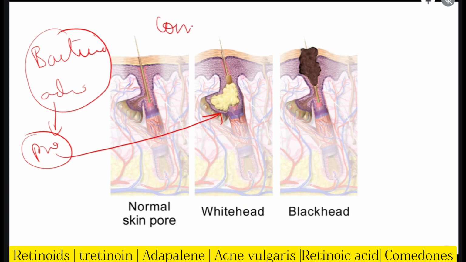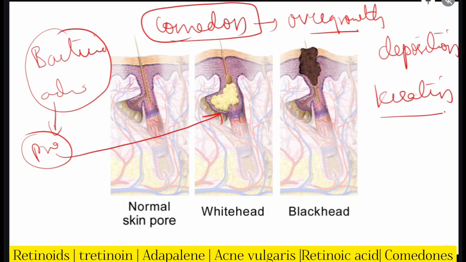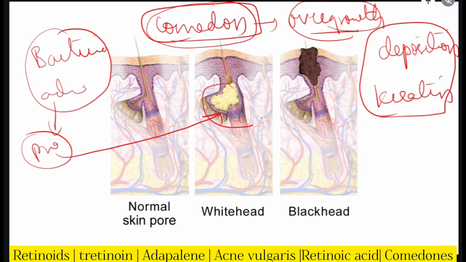comedone. Comedone is the overgrowth, or excessive deposition of keratin. Excessive deposition of keratin will form an overgrowth, and this overgrowth will develop as comedone. So you can see this is the comedone.